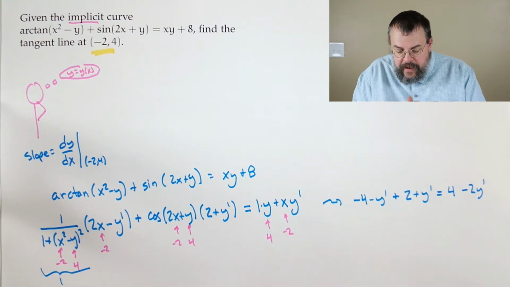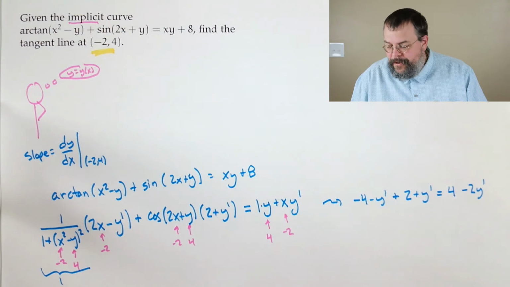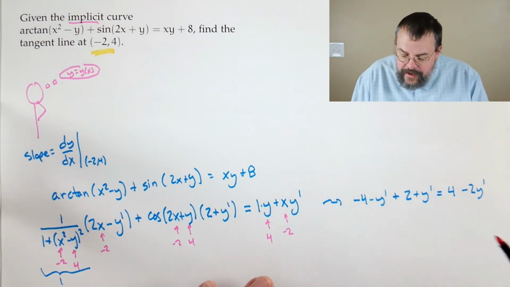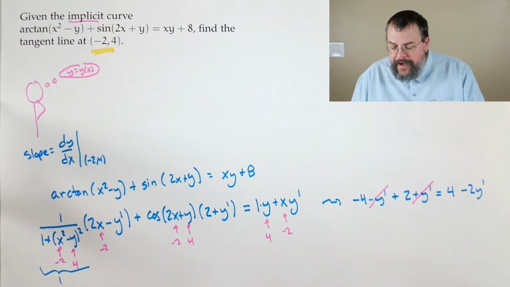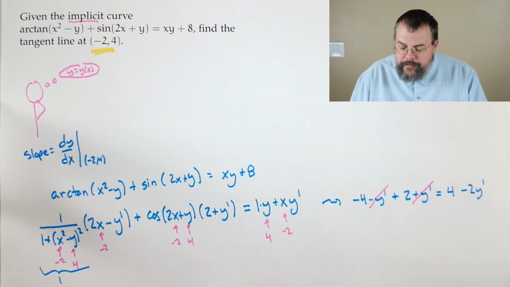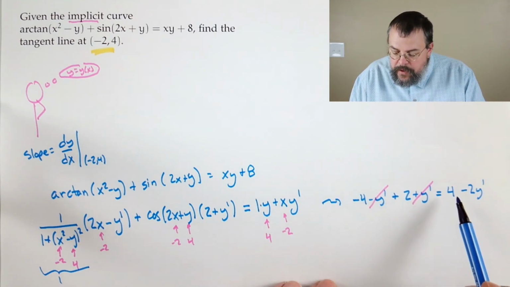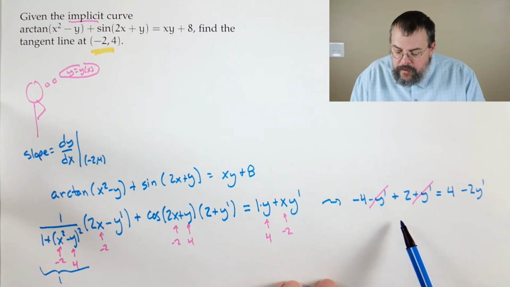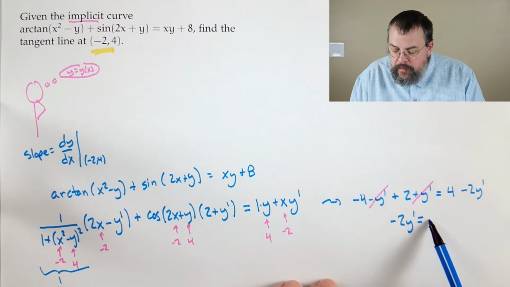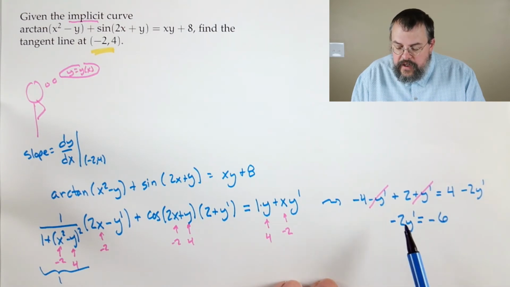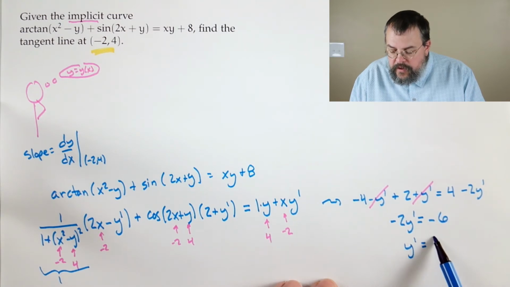All right, now, can we simplify anything? Well, we can. See, look, there's a minus y prime and a plus y prime. Those cancel right away. Aha! Nice, nice. Then what else do we have? We have -4 plus 2 is -2. We can bring that -4 across. So we get that -2 y prime is equal to -6. And then divided by -2, we can say y prime is equal to 3.